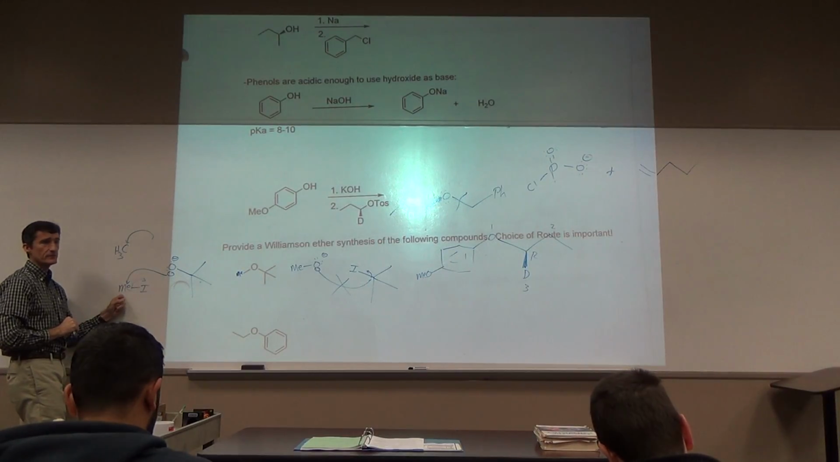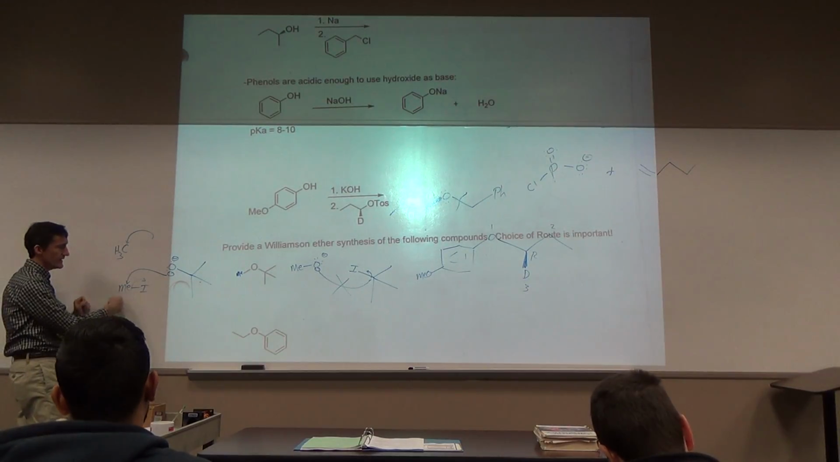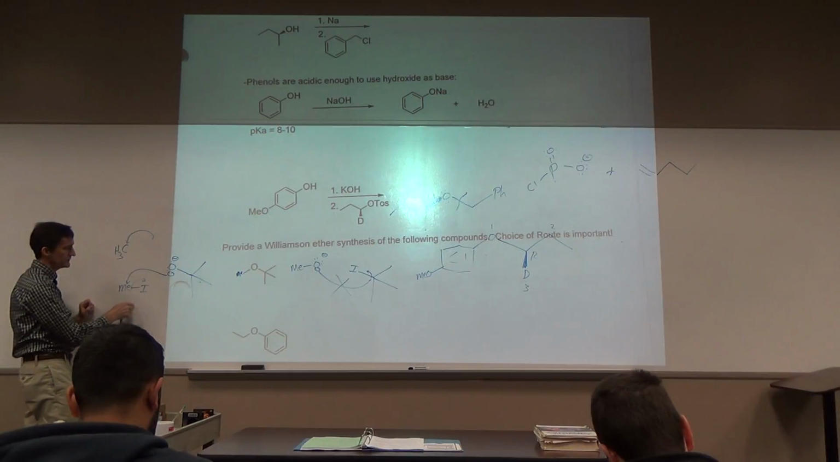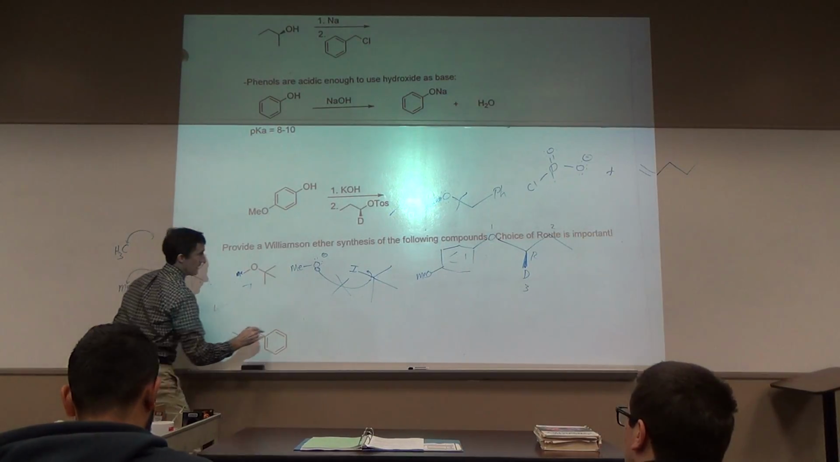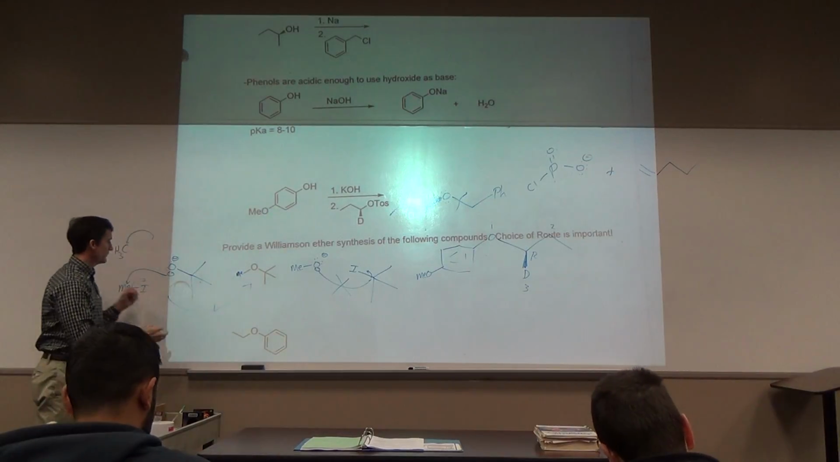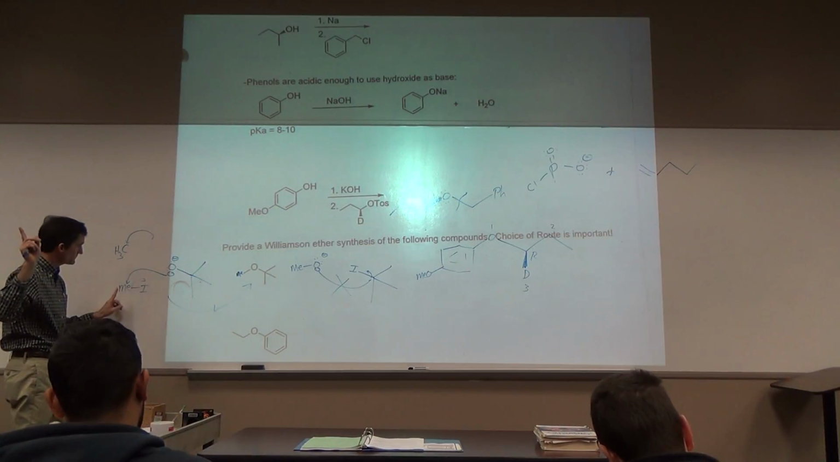We're attacking not even a primary carbon. This is just a methyl. That's not even classified as primary. It's very easy. Methyl iodide is very reactive in SN2 reactions. And this will give this. Check. That will not work. So this is how you design your reaction.